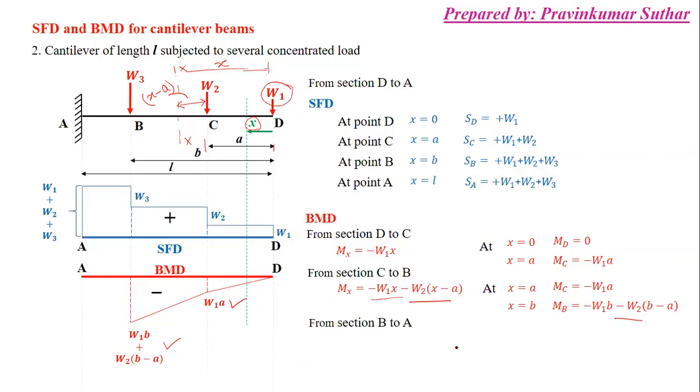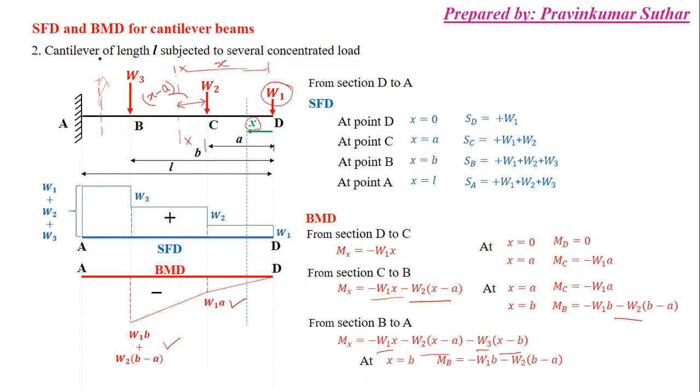Next, from B to A, first we will make an equation. So again, this equation is like W1x, W2 into (x minus a), but minus W3 into (x minus b). Why b? Because now the section is here, because we are talking about the section B to A.